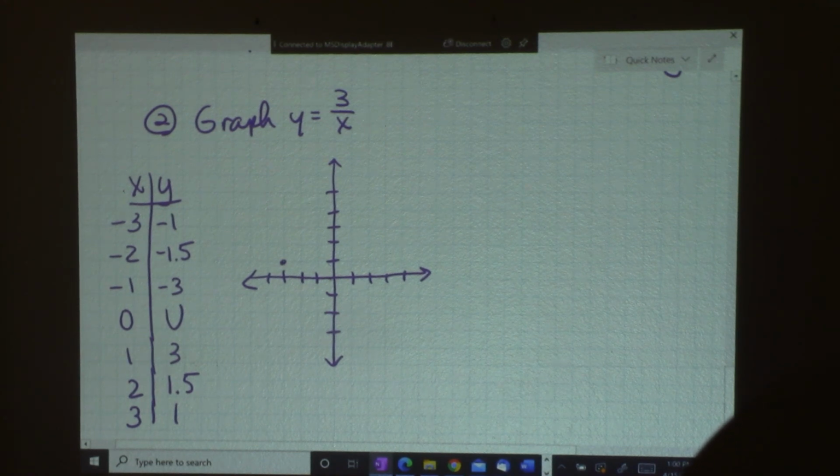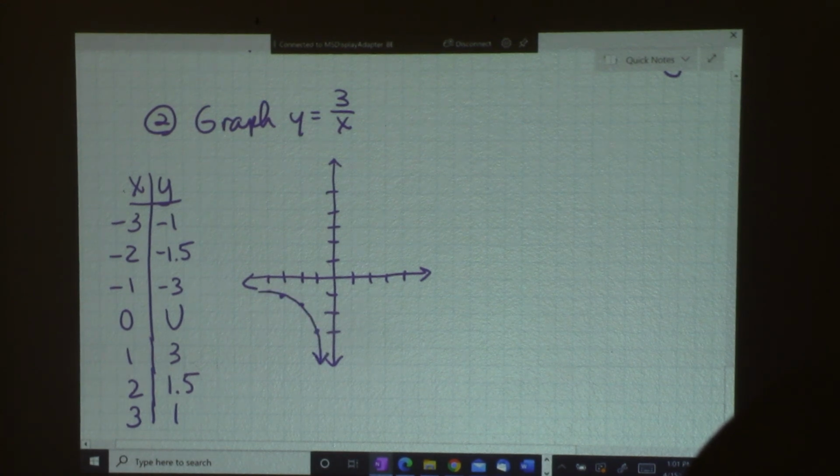Negative 3, 1. Negative 2, 1.5. And negative 1, 3. Just like that. Okay, now I have 1, 3. Whoops. I went up instead of down. I am so sorry. It's down here. Glad I caught myself.